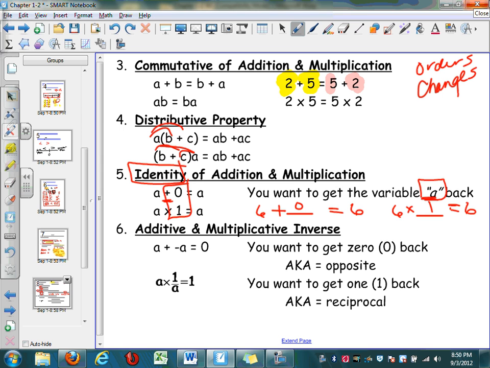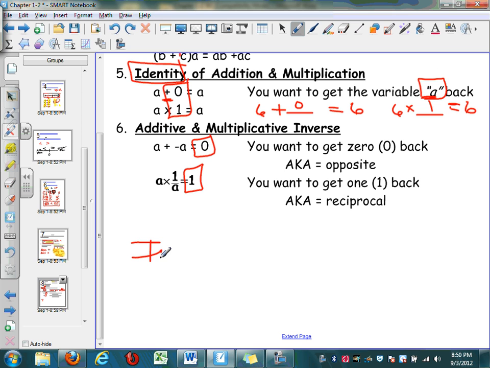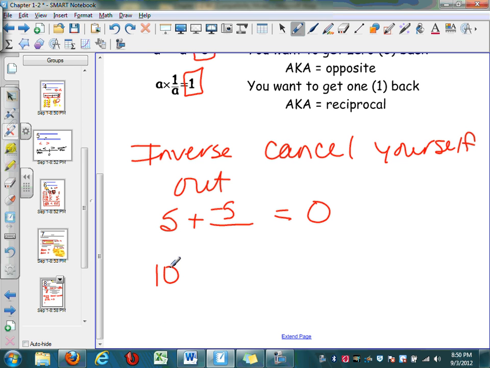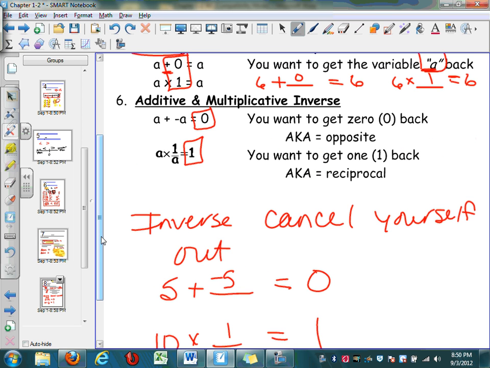Okay? Now you're going to confuse identity and inverse because they both deal with zeros and ones. However, when it's the inverse, you're trying to cancel yourself out. That's the thing I need you to understand. When you're dealing with inverse, you're talking about canceling yourself out. So what am I going to add to 5 to cancel it out to give me 0? Well, if I owe somebody money, I have to add -5 to that. And the same thing happens if I have $10, what am I going to multiply that by to get 1, because I need to cancel it out, which means I need the reciprocal. Okay? So these are very, very important properties.